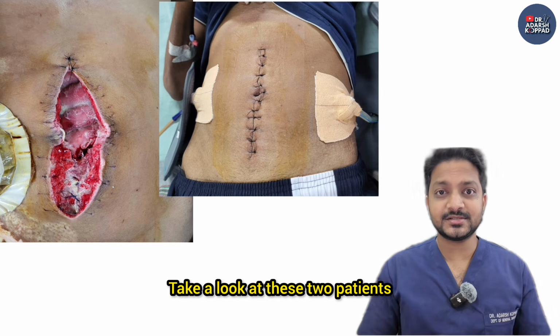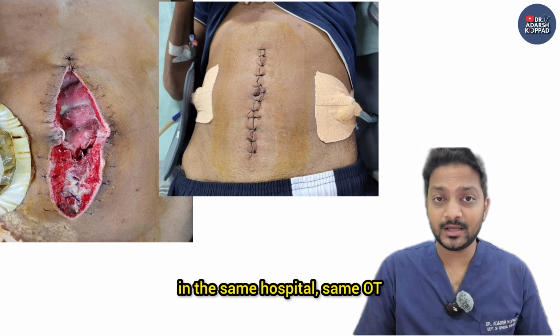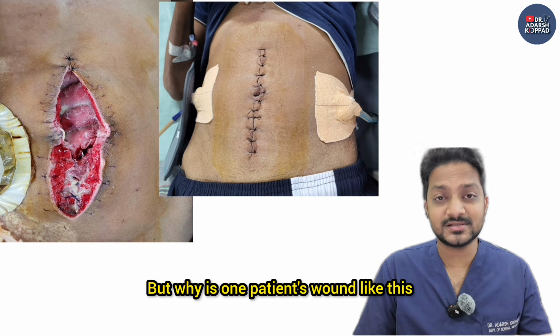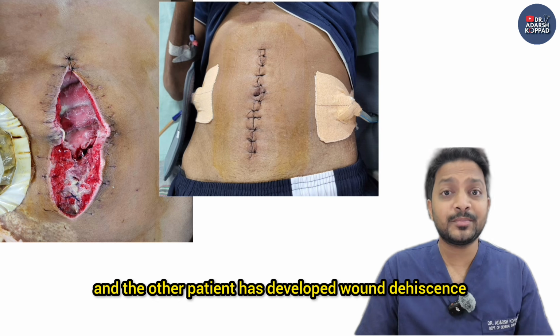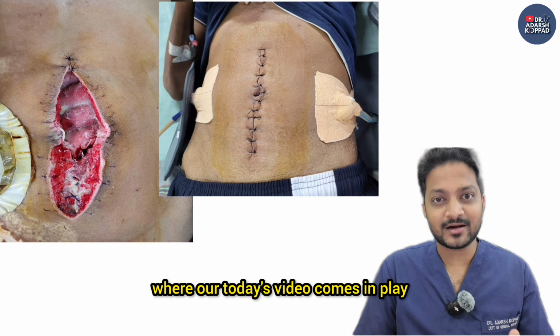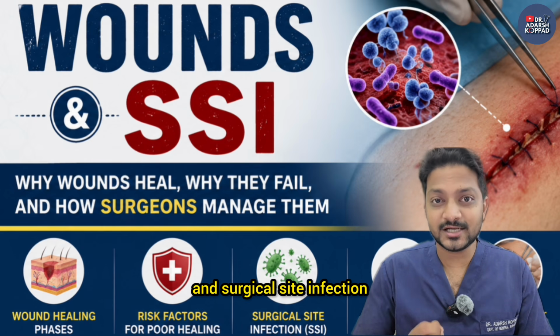Take a look at these two patients. They both have undergone the same surgery in the same hospital, same OT, and even the same antibiotics. But why is one patient's wound like this? It's very healthy, and the other patient has developed wound dehiscence. So that's exactly where today's video comes into play. It's about wounds and surgical site infection.